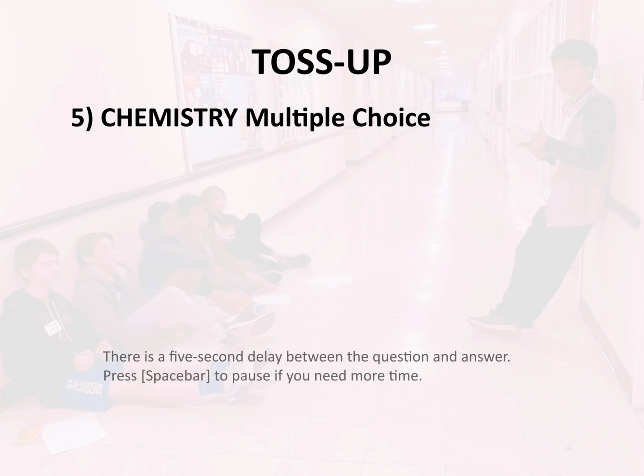Toss-up 5. Chemistry. Multiple choice. Which of the following statements does not describe a molecule in an octahedral arrangement? W. Twofold, threefold, and fourfold rotation axes can all be found. X. Two different types of improper rotations can be found. Y. Exactly 8 different mirror planes can be found. Z. An inversion center is present.